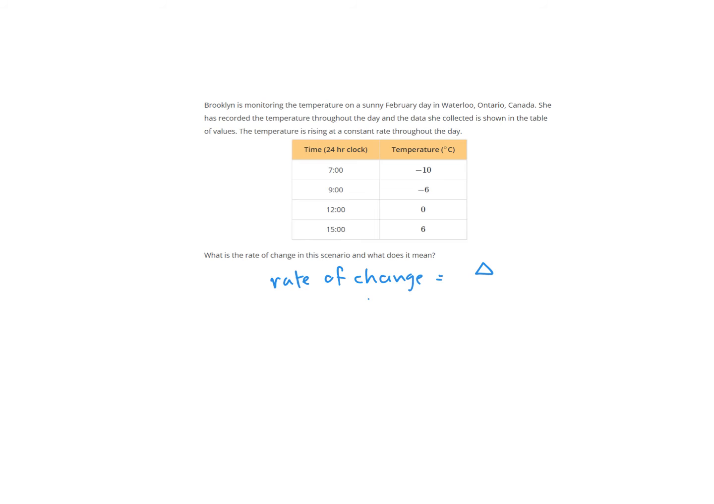So delta y over delta x. So how is the dependent variable changing compared to the independent variable? So in this table, this is x, this is y. So we're looking at how is this changing.